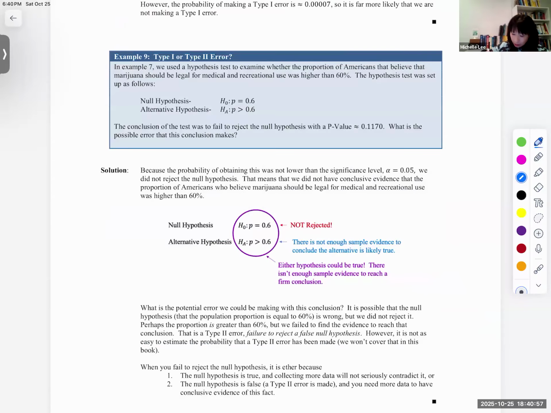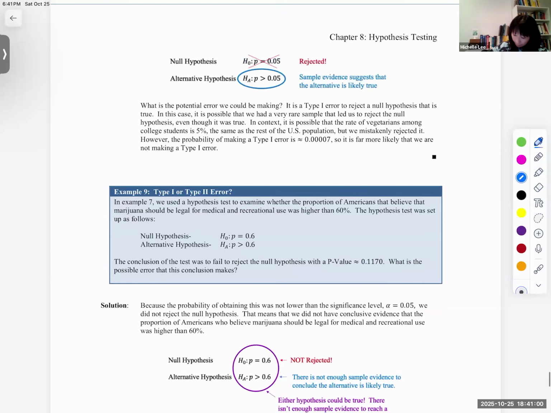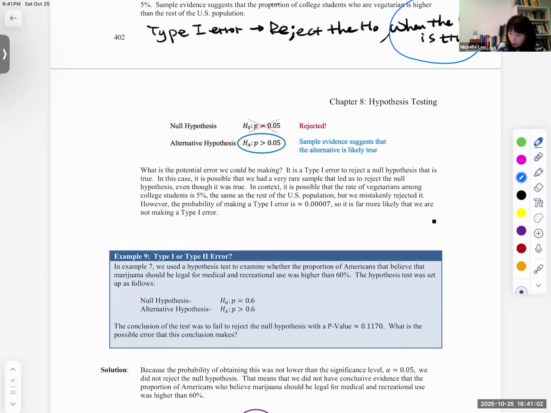All right, so let's take a look at this question. The p-value is 0.1170. We compare with the alpha, which is 0.05. Which one is bigger? This one is bigger, so we fail to reject, right? Do not reject. Then what kind of possible error can we make?